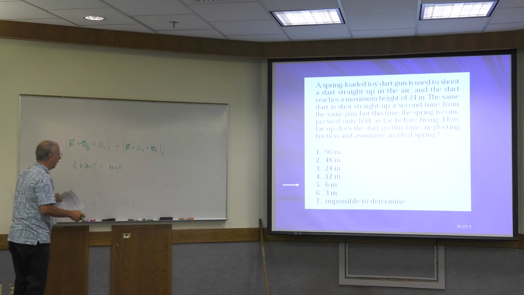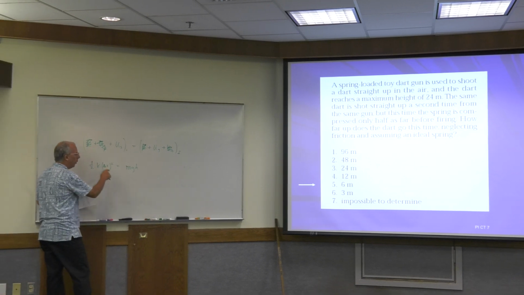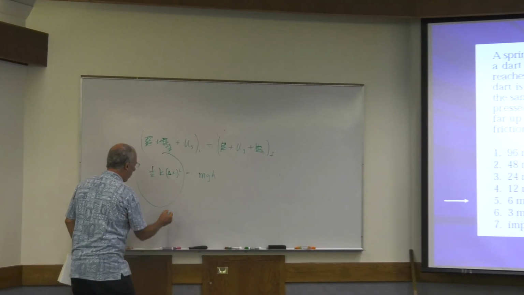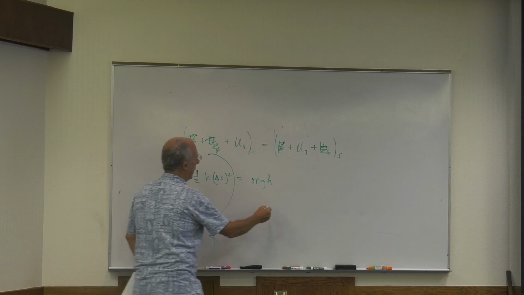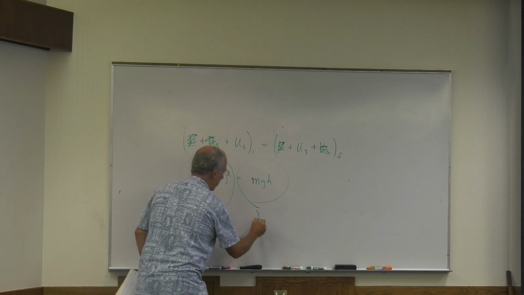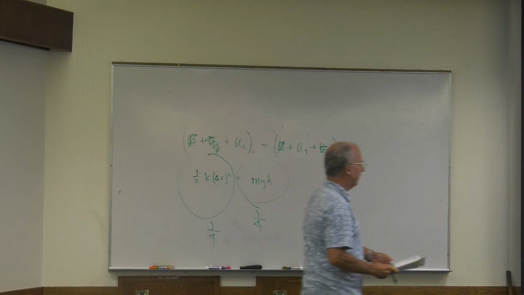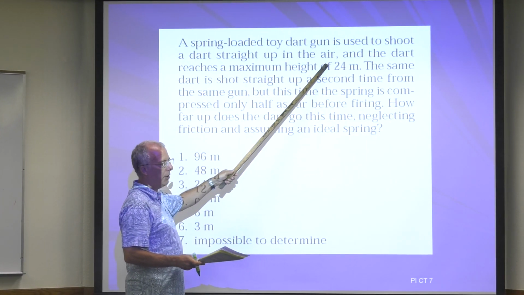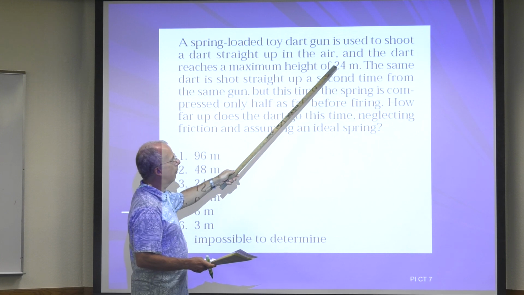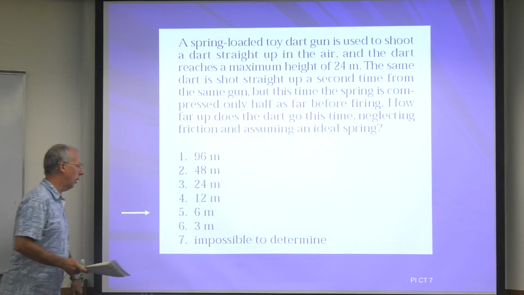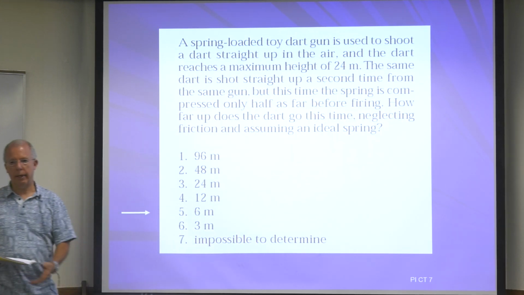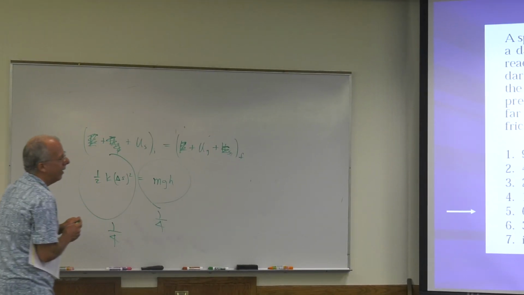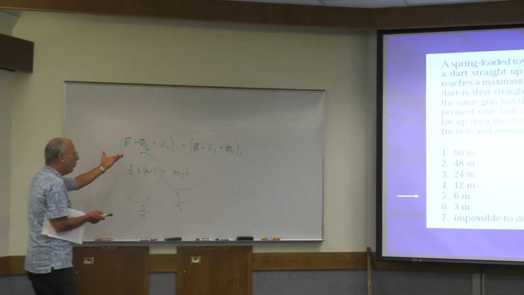Now it says the second time the spring is compressed half as far. So if this is half, what's a half squared? A fourth. So this is a fourth of what it used to be, which means that this has to be a fourth of what it used to be. Initially, it went up 24 meters. The second time, when the spring is only compressed half as much, it's going to be a fourth of that. What's a fourth of 24? 6. So that's how you do it. Isn't it great? It's hardly any work at all.